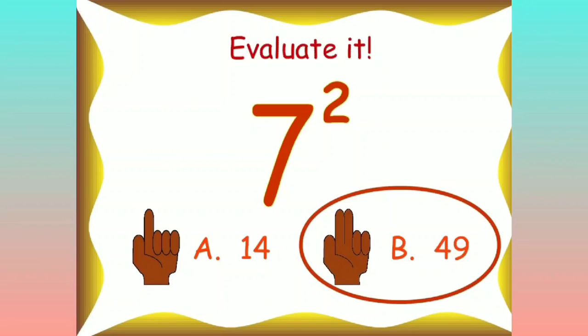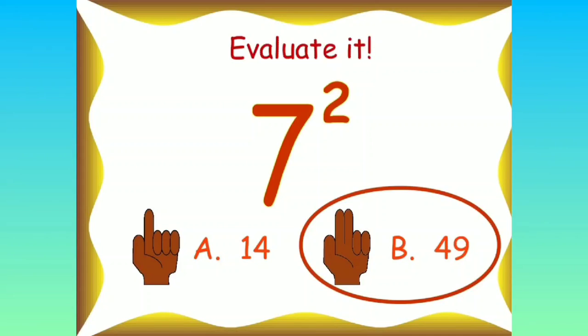Now evaluate 7 square. Will it be equal to 14 or 49? The answer is 49. Don't count it as 14, because you have to write the base 2 times and you will get the answer 49. Don't multiply the power with the base.